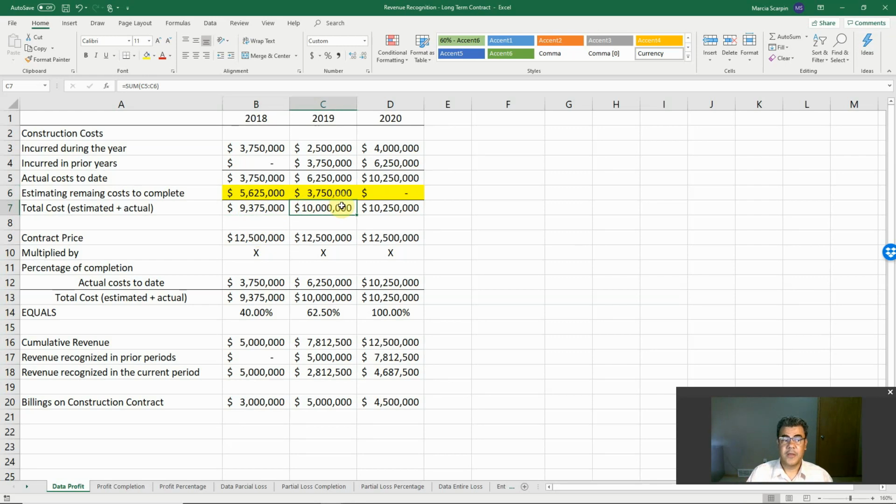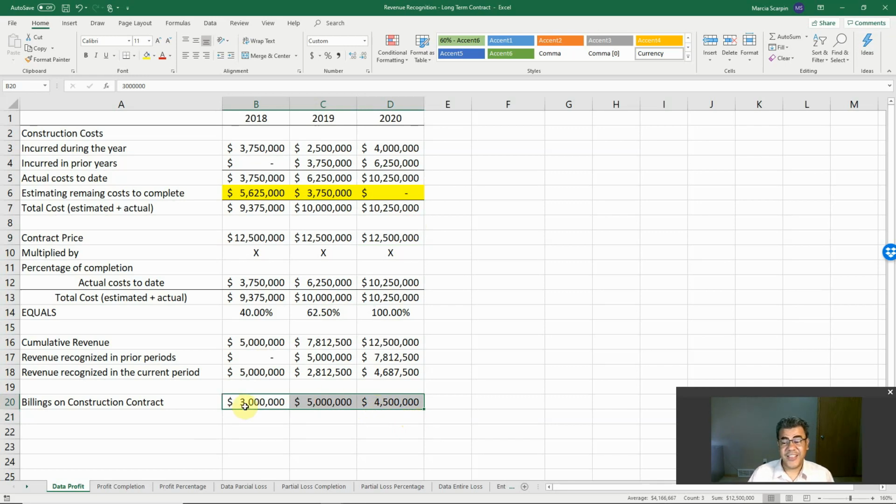Second year, total cost 10, contract price 12.5. You still have a profitable contract. Third year 10.2, contract price 12.5, profitable contract. So we have here a profitable contract. And this one here is our billing. So it's our cash flow here. 3 million first year, 5 million second, 4.5 million third.